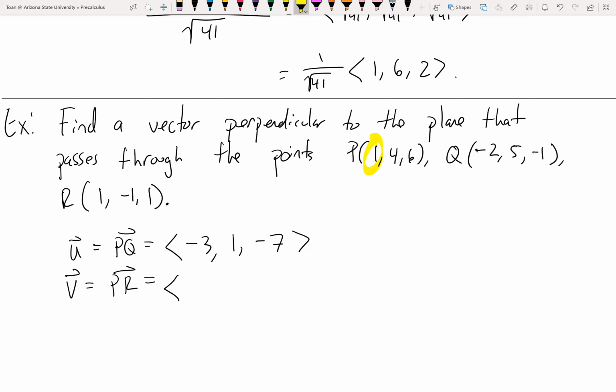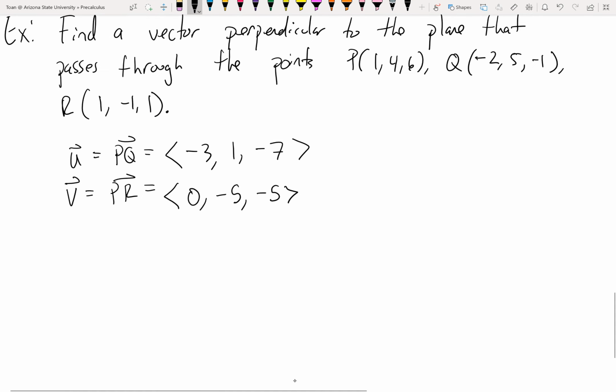If I go from x equals 1 to x equals 1, I didn't move anywhere, so that's 0 for the x's. To go from y equals 4 to y equals -1, I had to subtract 5 from the y's. And then to go from z equals 6 to z equals 1, I had to subtract 5. So there we go. So to answer the question, you just cross them.